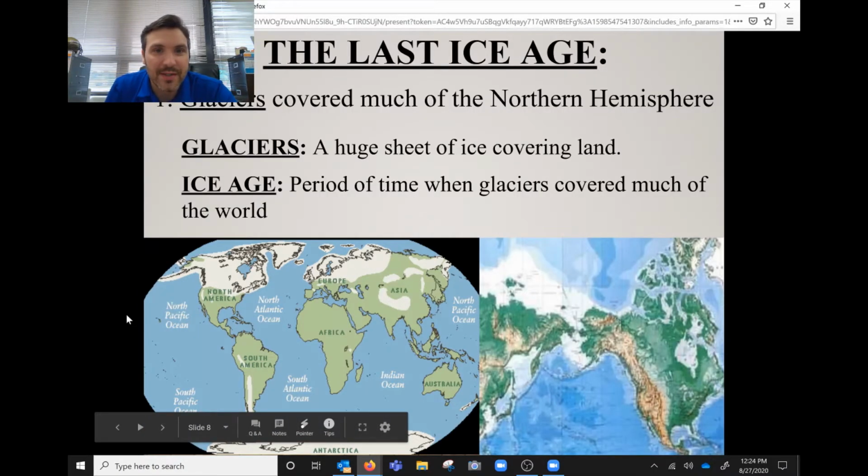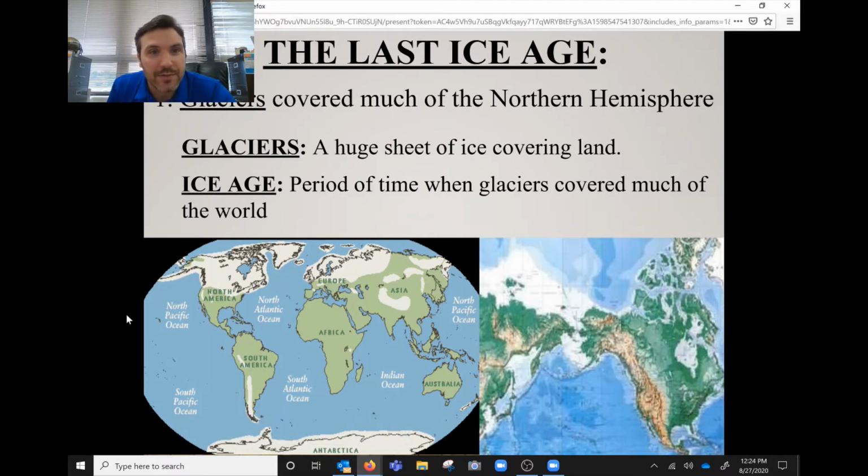The first concept we're going to talk about: glaciers. Glaciers are giant, huge sheets of ice, and they cover land. Okay, it's important because glaciers aren't just on top of water. When we think of the North and South Pole, we think of a lot of ocean with ice on top. Glaciers were different. They covered land.